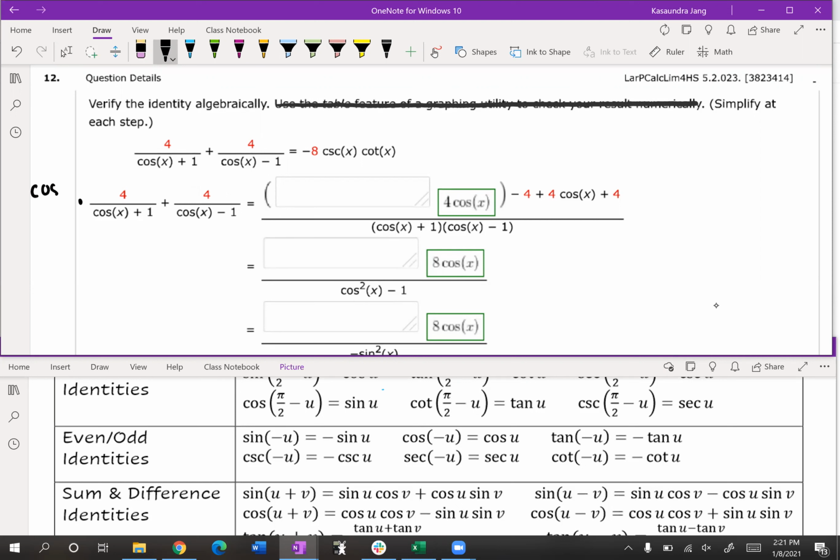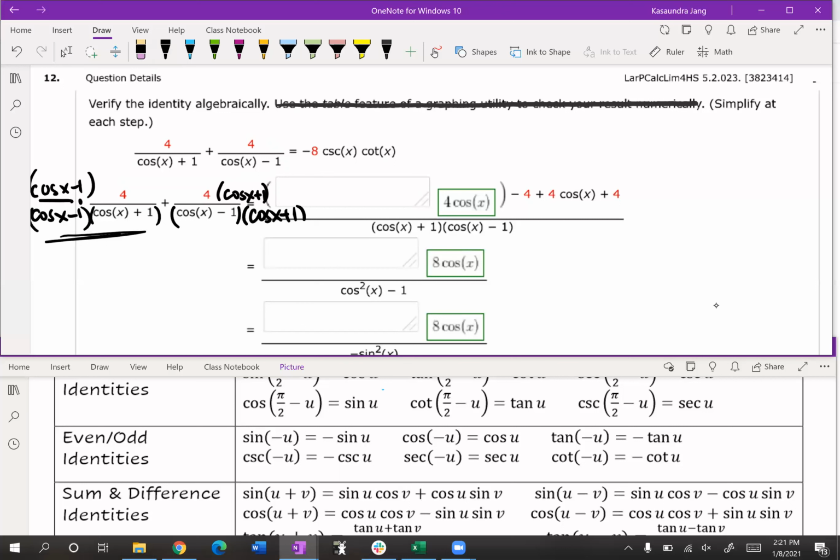This one we were multiplied by cosine of x minus 1 over cosine of x minus 1. And this is multiplied by cosine of x plus 1. Should put parentheses around this just to be clear here. And then I am multiplying numerator and denominator by cosine of x plus 1. So they got these common denominators, and they already took care of that.